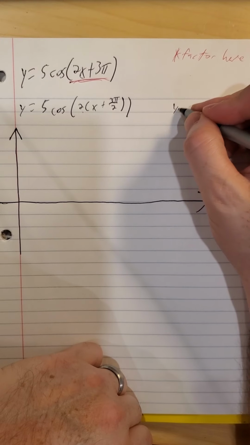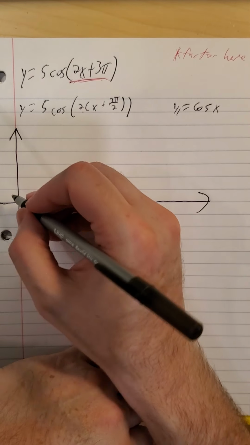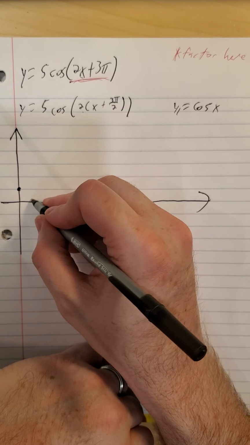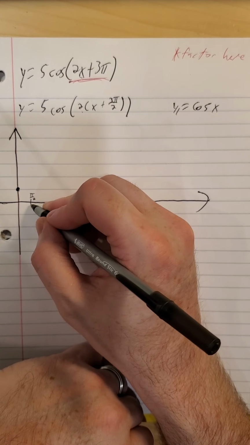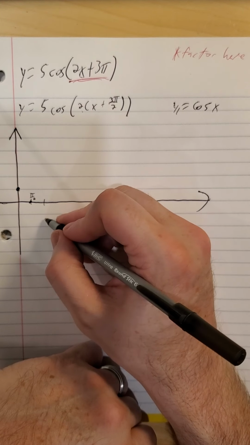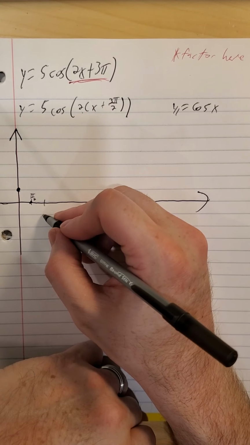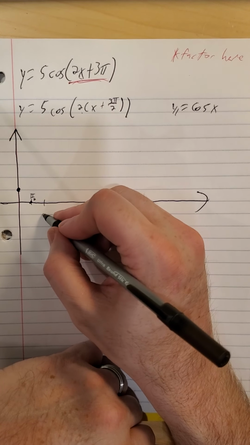Alright, so we'll start with just y1 as basic cosine of x. So cosine of 0 is 1. Cosine of pi over 2 is 0. We head up to pi. Now we're back to our cosine being a negative 1.